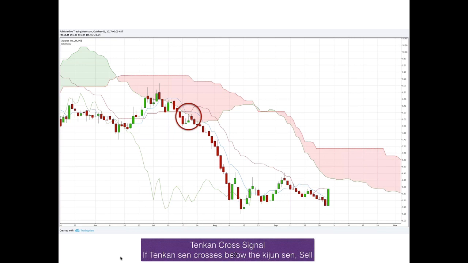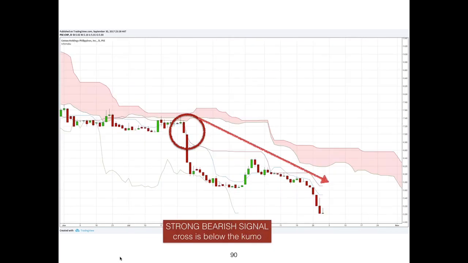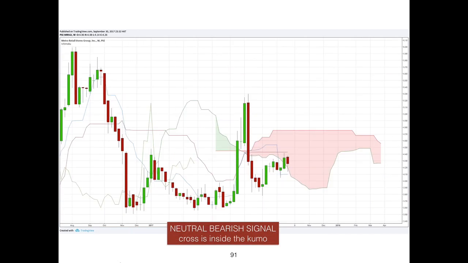If we find that the Tenkan-sen crosses above the Kijun-sen, then we have a buy signal. But right now, it's still below the Kijun-sen. A strong bearish signal is produced if the crossover happens below the Kumo. So with a strong bearish signal, prices are likely to continue on a strong downtrend. This was the strong bearish signal for CHP.